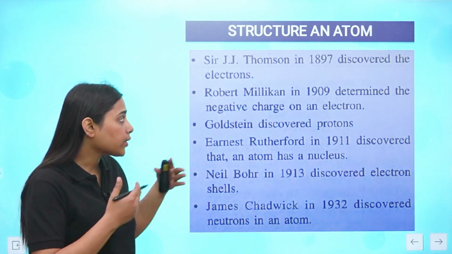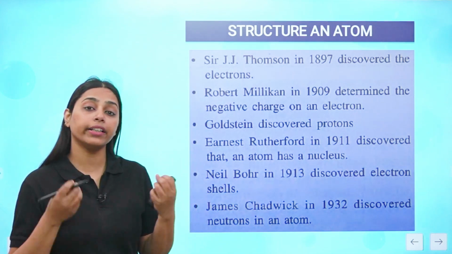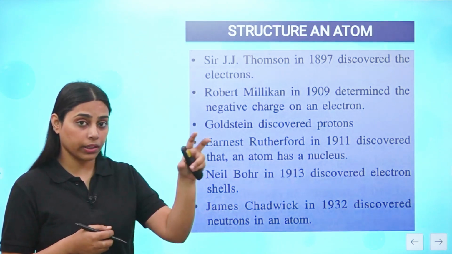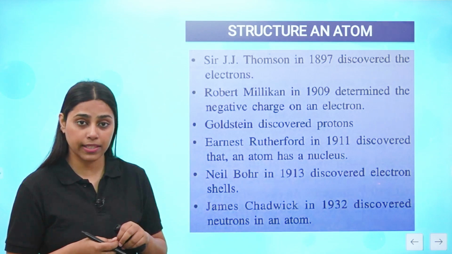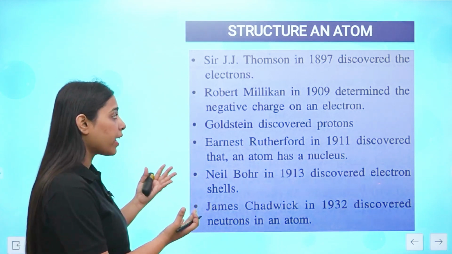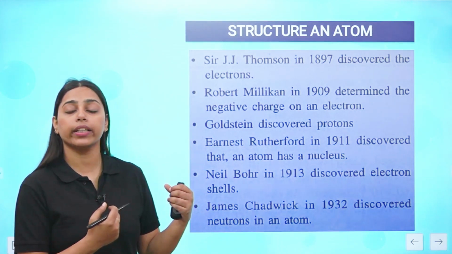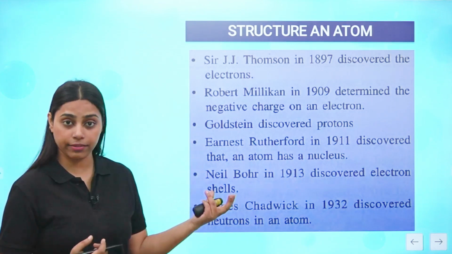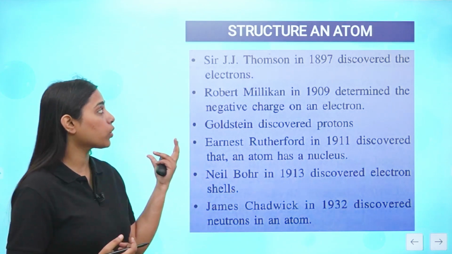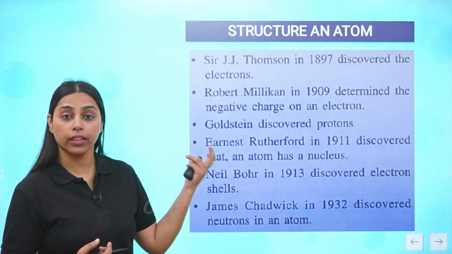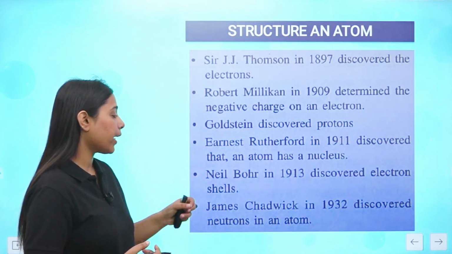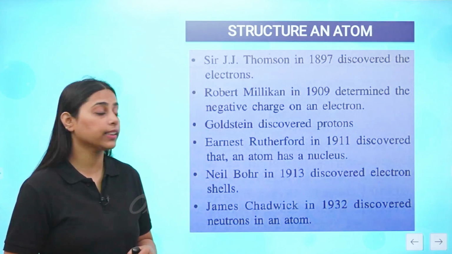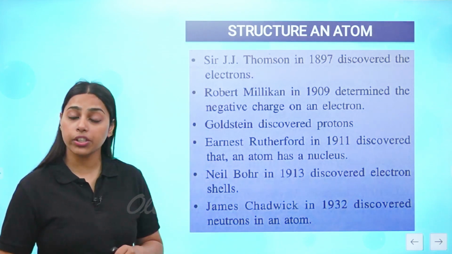So all these scientists were involved in deducing and knowing the structure of the atom, that where a particular subatomic particle is present. From the efforts of these scientists only, the structure of the atom has been deduced. Rutherford discovered the nucleus. Electrons and protons were discovered by Thomson and Goldstein respectively. Then there is another important scientist, Niels Bohr in 1913, who discovered electron shells.